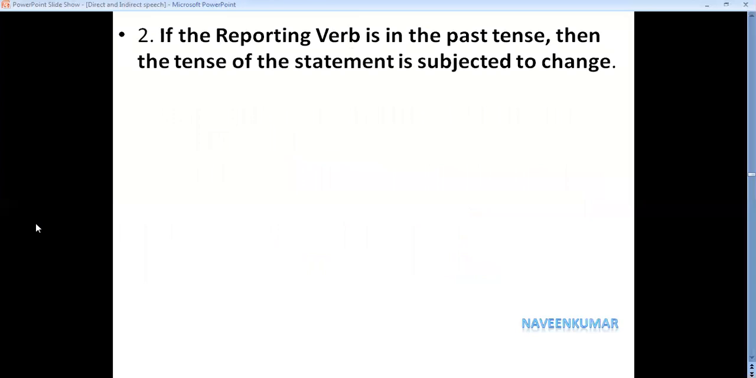Let's move on to the second rule. If the reporting verb is in the past tense, then the tense of the statement is subjected to change. This second rule is very tricky. One needs to learn it very carefully. If the reporting verb is in the past tense, then the tense of the direct speech is subjected to change.